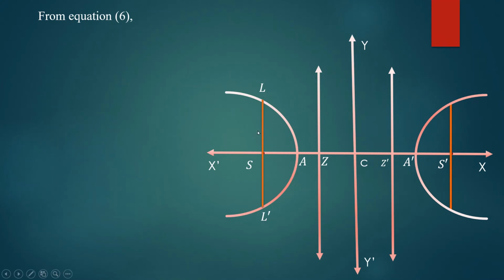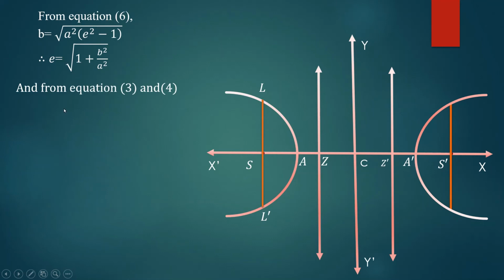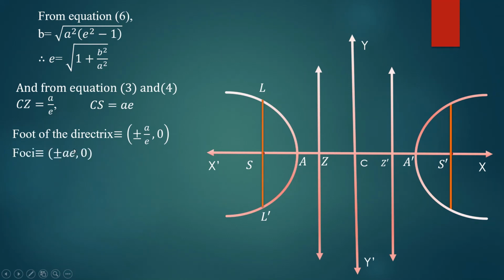Now from equation 6 you get b is equal to root over of this, and calculating this you get e is equal to root over of 1 plus b square by a square, and from equation 3 and 4 we get CZ is equal to a by e and CS is equal to ae. CZ is equal to a by e, that means this length CZ is equal to a by e, therefore foot of the directrix will be plus minus a by e, 0, same as ellipse. And this length CS is equal to ae, therefore foci are plus minus ae, 0.